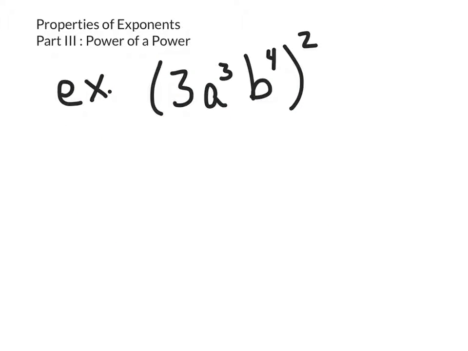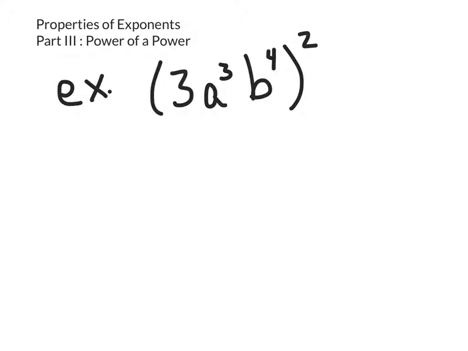Okay, so now that we've got the basics down, I want to give you a couple of examples to let you know some different scenarios that you might bump into. This first scenario here, I have 3a to the third power, b to the fourth power. That entire quantity is all to the second power.